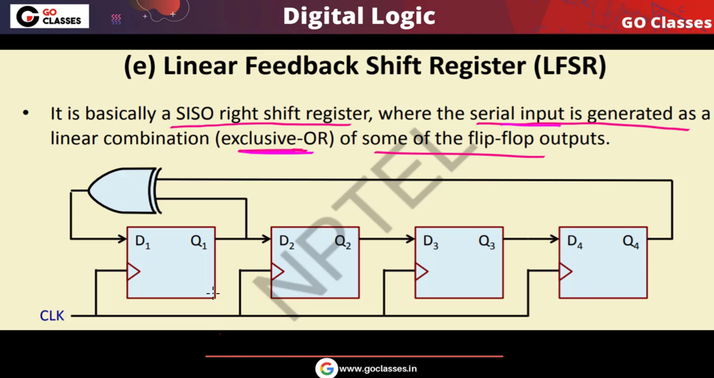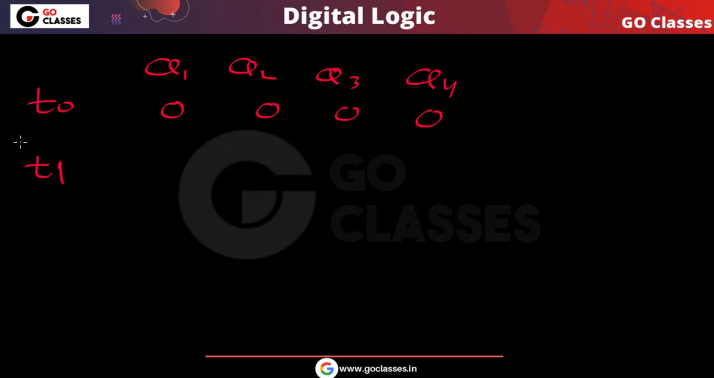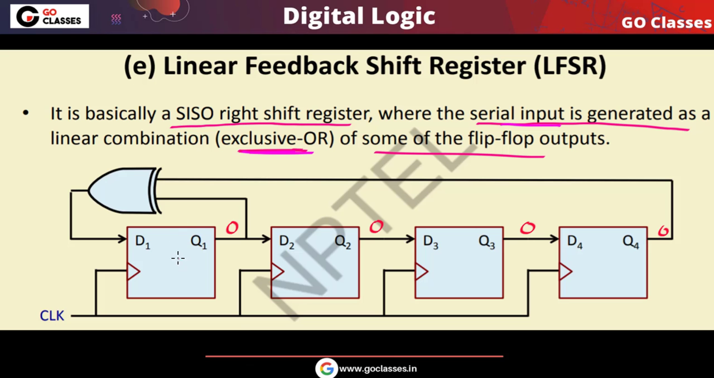Then at time t equal to 1, what will happen? Let us assume all these are 0 0 0 0. Then in the next clock pulse, what will happen? After one clock pulse, you can notice all these flip-flops are positive edge triggered.